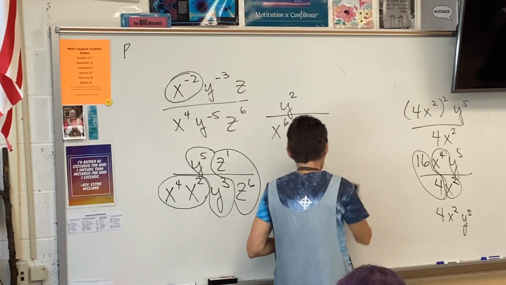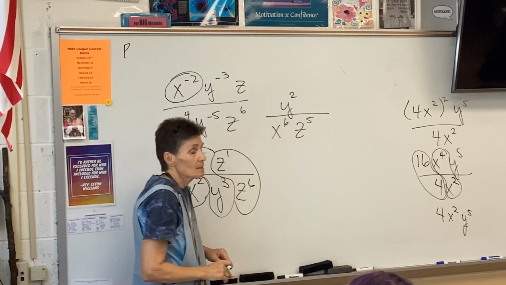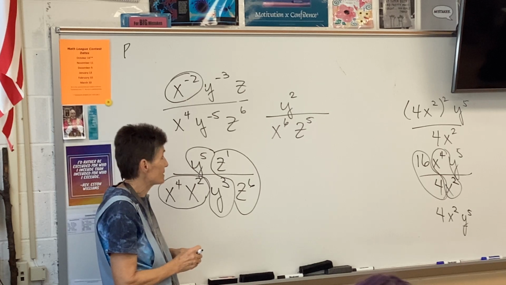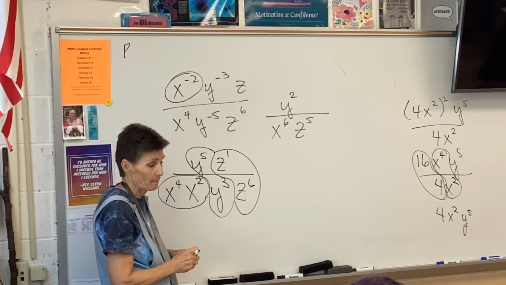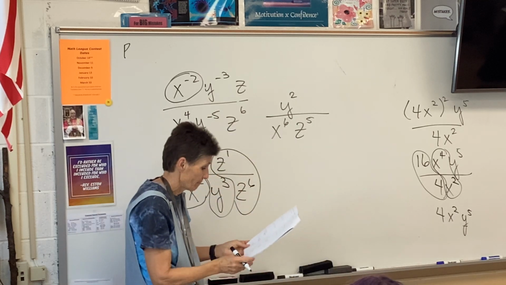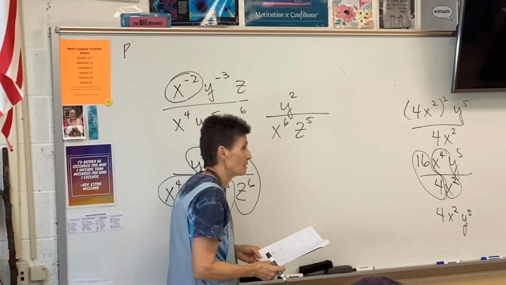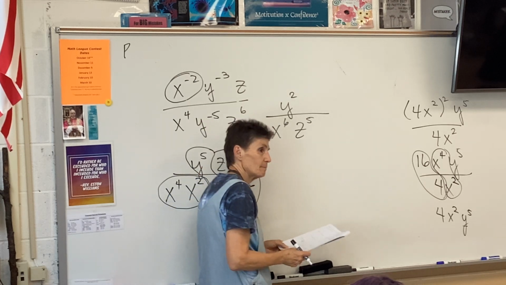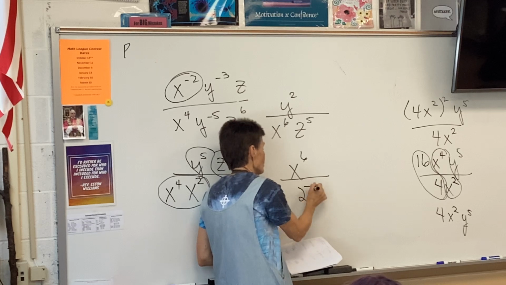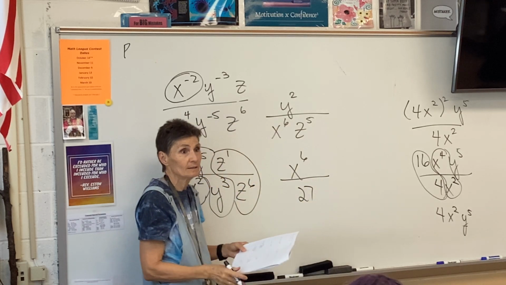Remember, we do not want negative exponents. So it's okay to subtract, but then you have to deal with that negative. So it's z to the 5th on the bottom. I think e is kind of easy compared to this. What's e gonna be? X to the 6th over 27.